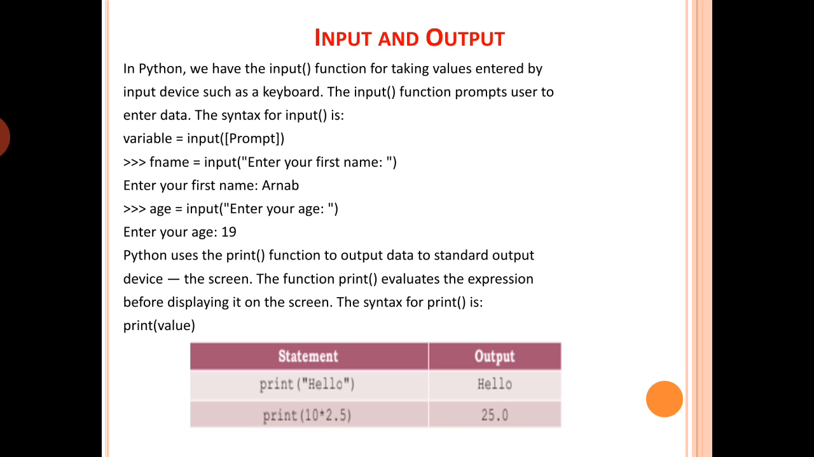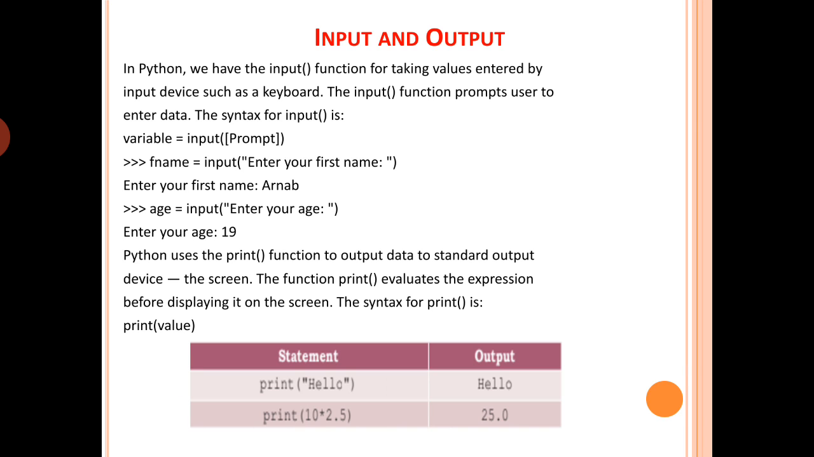Then in the second line, age, again it is the name of the variable, and in this age we have to store the age entered from the keyboard. So we have used the input function here, and this is the message enter your age. When this line is executed, it will first print the message enter your age. Now we enter whatever age from the keyboard. Here I have entered 19, so this 19 will get stored in the variable age. The variable fname gets the string Arnab as input. Similarly, the variable age gets 19 as string.